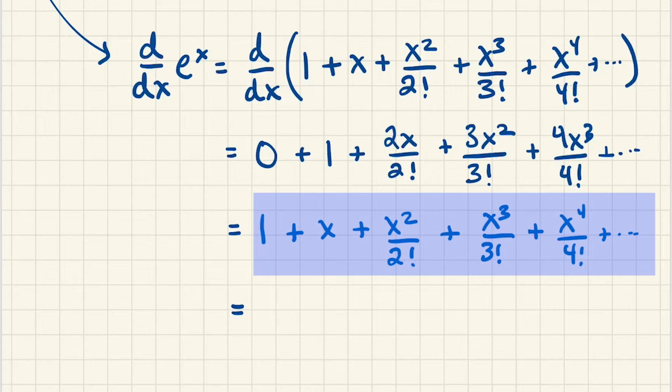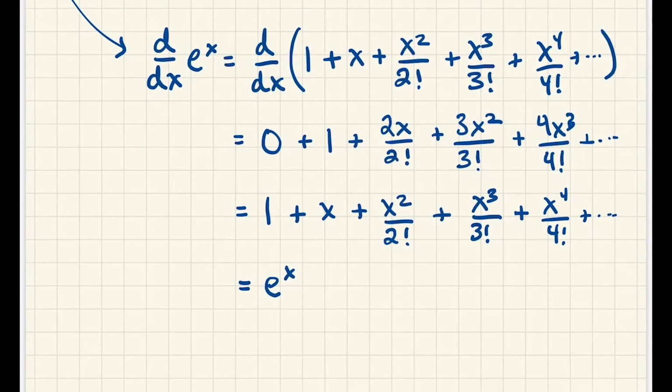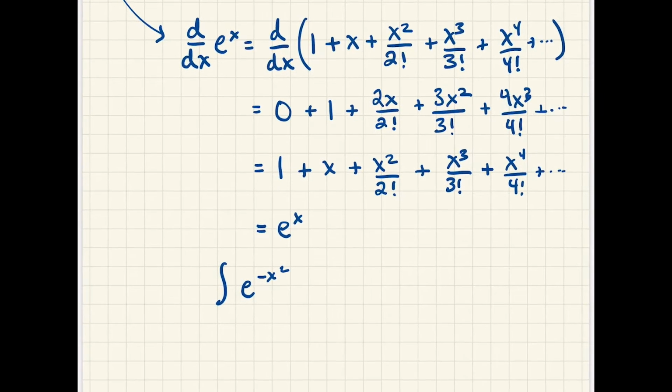And what do we get? Well, that's exactly the series representation for e to the x. So we can see that the derivative of e to the x is indeed e to the x. Okay, not particularly groundbreaking because we already knew that, but isn't it cool that we can see that in series form? And what that will allow us to do is take, for instance, integrals that are inaccessible to us, like this Gaussian integral, which is impossible to work out in terms of elementary functions. However, we could work it out term by term using a power series.